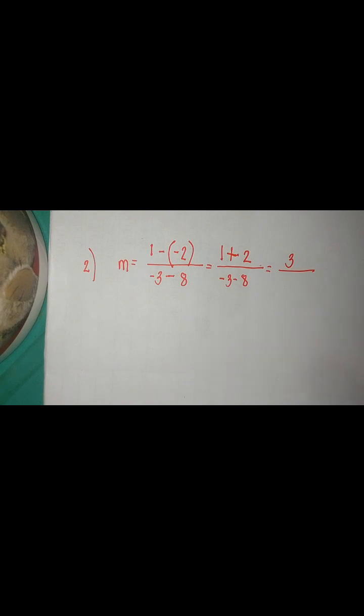Next, denominator. Looking at the denominator class, parehas silang negative sign, di ba? 3 is negative ang sign, 8 is negative ang sign. So, parehas silang sign. How to combine terms with similar sign?